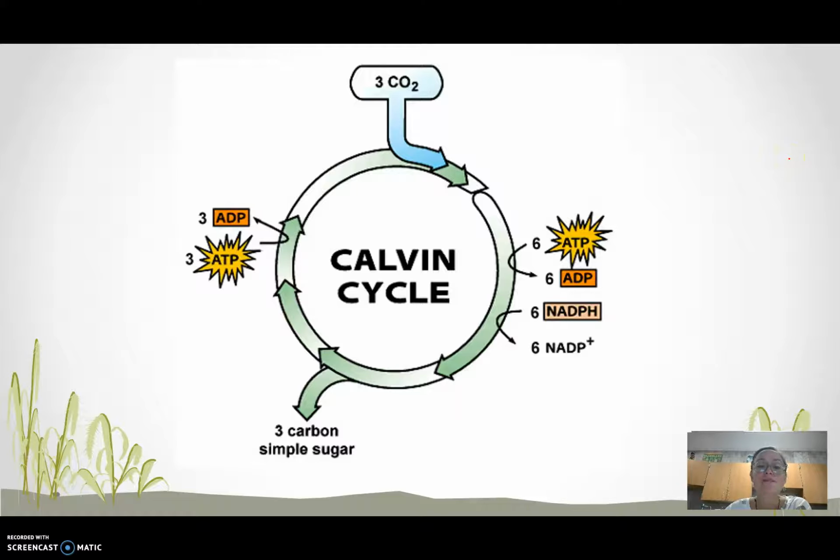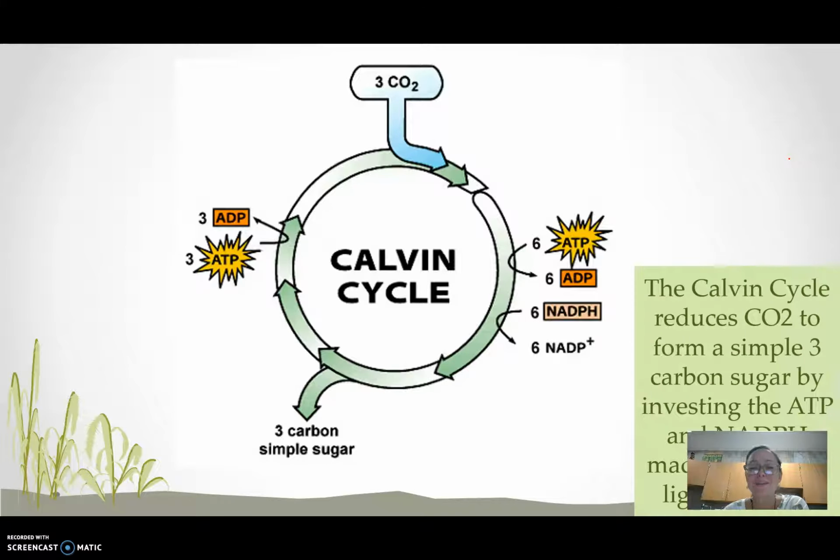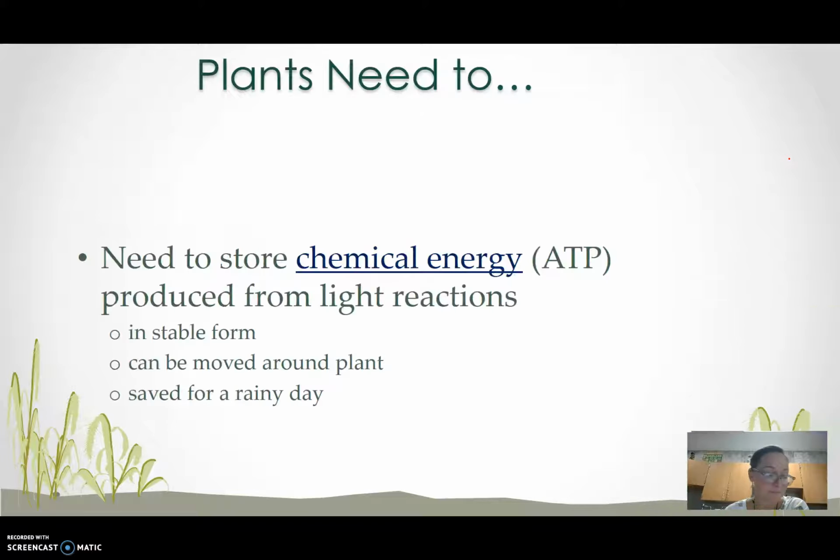And then we're going to invest a few more ATP to reorganize the molecules back to the starting enzymes and starting molecules. Okay, so the Calvin cycle reduces carbon dioxide to a simple 3-carbon sugar by investing the ATP and NADPH that are made during the light reaction.